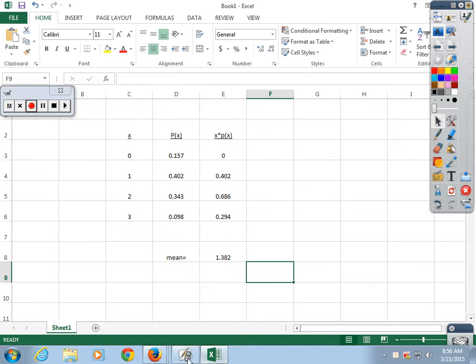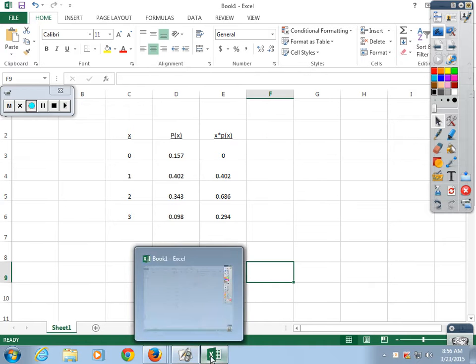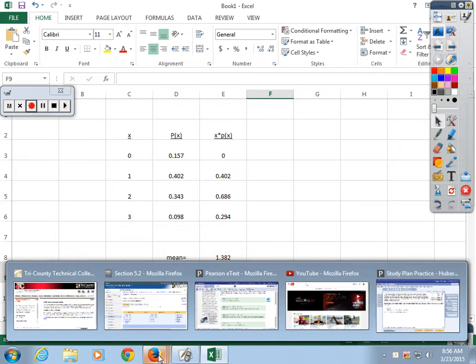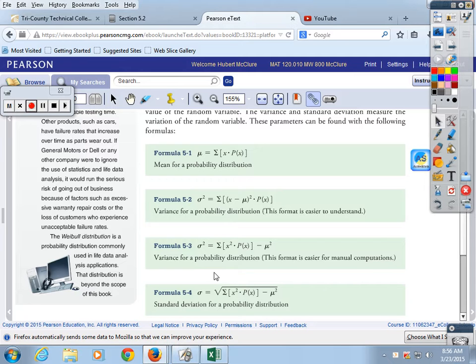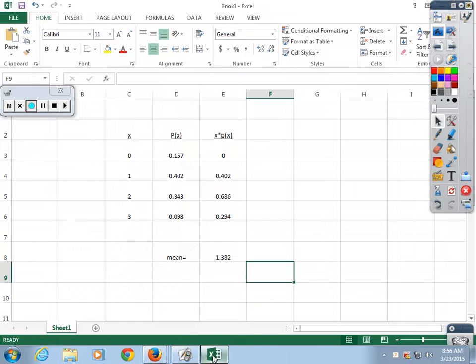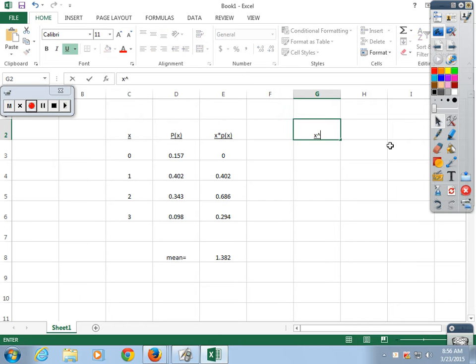Now how do you find the variance or the standard deviation? Well, I really don't care about the variance, but the questions in the book may ask you to find the variance, or the homework may ask you to find the variance. So we're going to find the variance. So we go to our handy dandy formula. What do we need that we don't have in the variance and standard deviation formula? X squared. So that means we got to make a column called x squared. I'll do the first one for you.